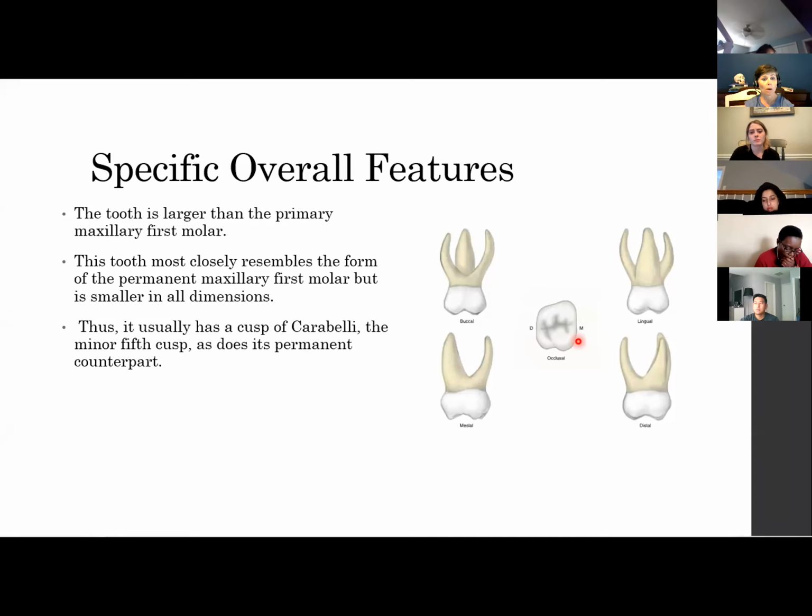This tooth most closely resembles the form of the permanent maxillary first molar, but is smaller in all dimensions. Thus, it usually has a cusp of Carabelli, and you can see it right there, the minor fifth cusp, as does its permanent counterpart, which is the first molar.